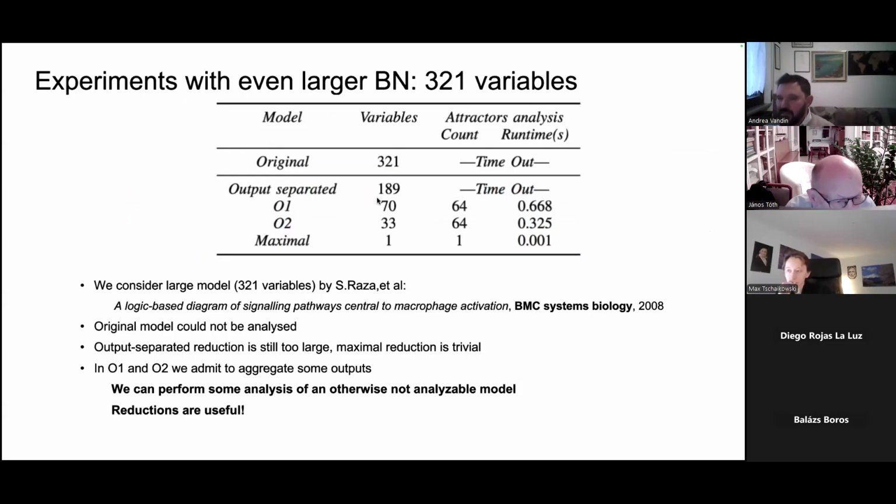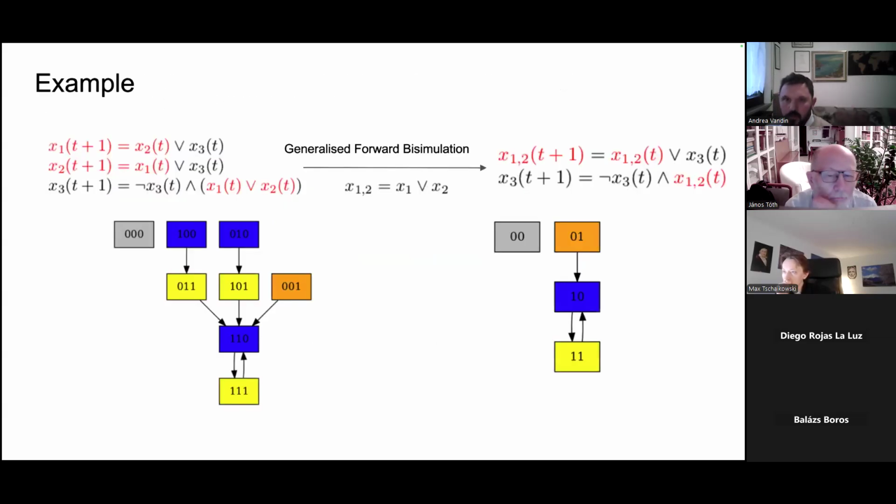And 170 is a good number for Boolean networks. This Boolean network has 300 variables, but these are very seldom. Typically, you have less than 100. So we can really make a difference.